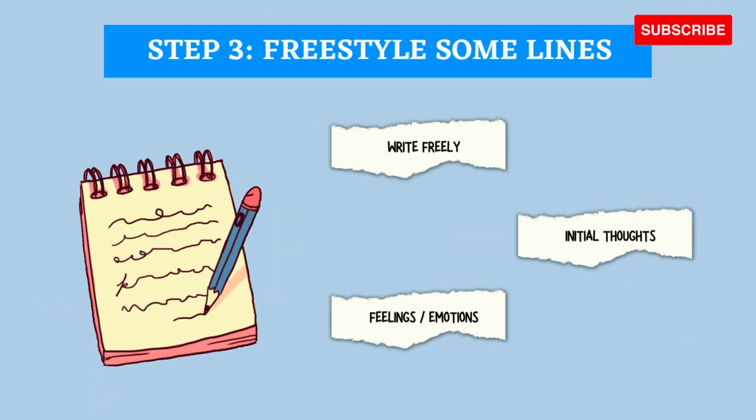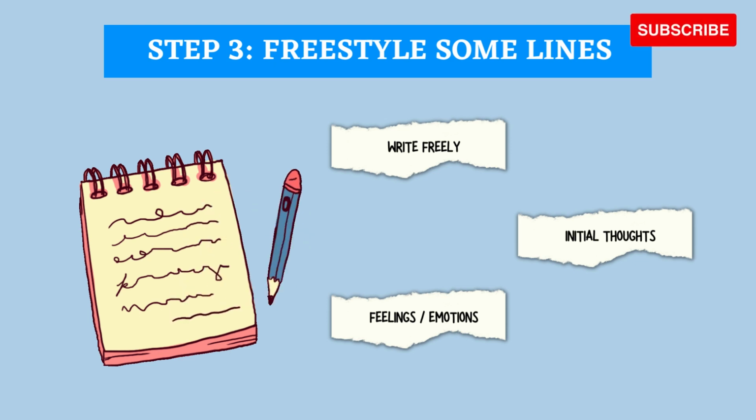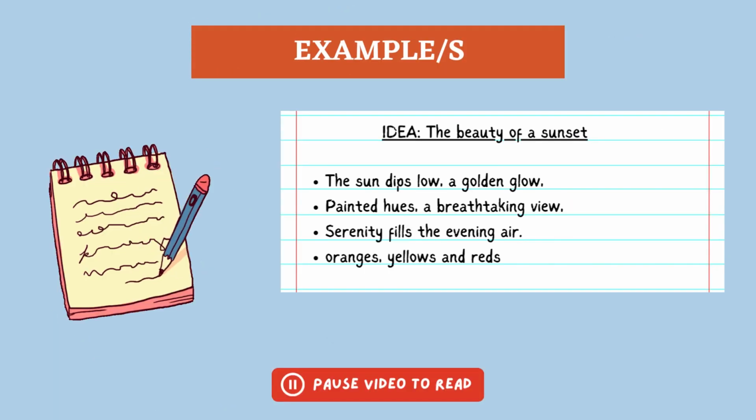Step 3. Freestyle some lines. Allow yourself to freely write down lines or phrases that come to mind, related to your chosen idea. This helps in capturing initial thoughts and emotions. Here are some examples of lines we thought of, based on our idea of the beauty of a sunset.